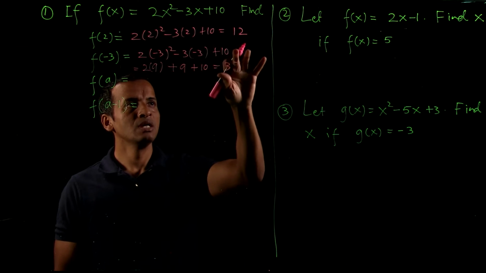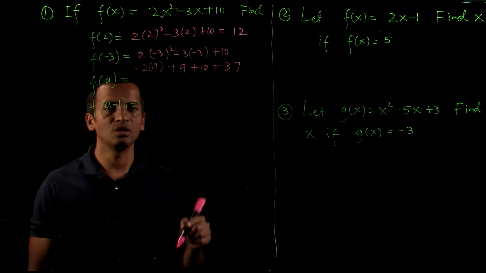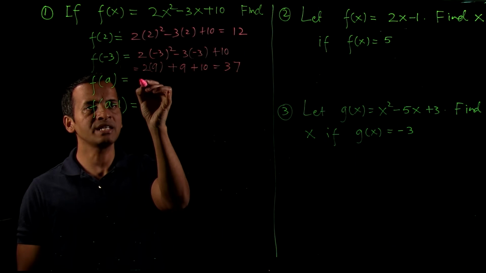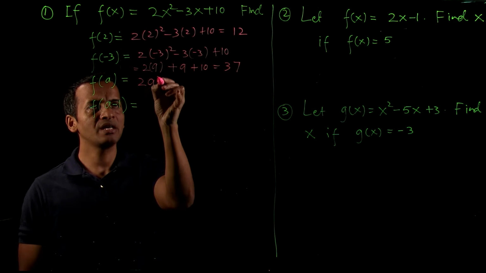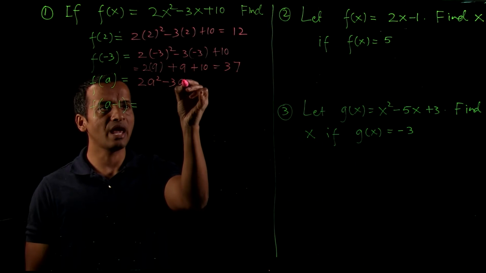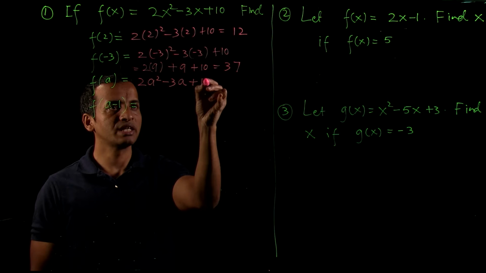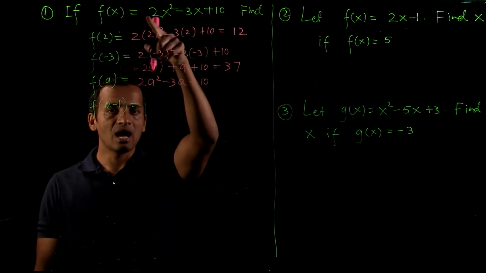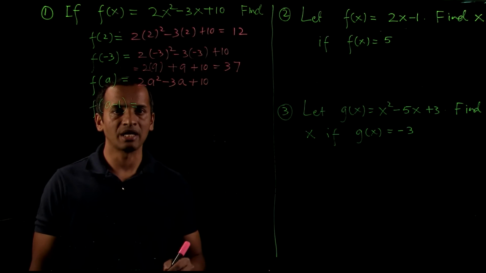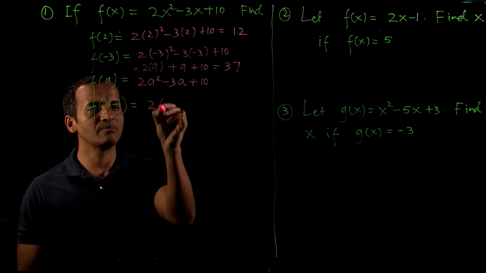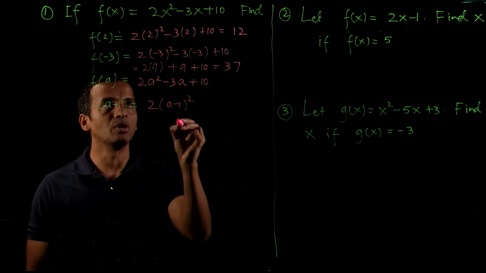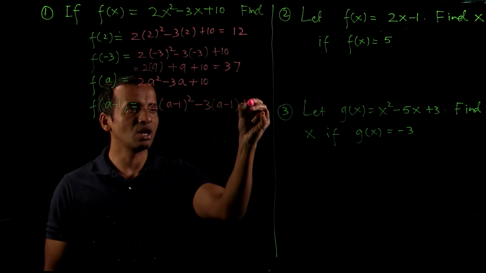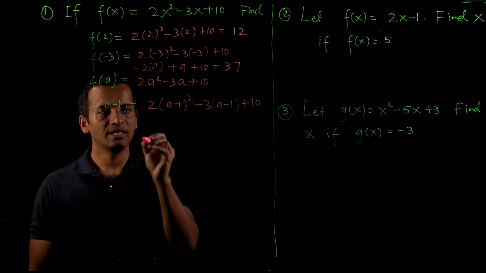Okay, the next one is f at a. So what happens here is all the x will be replaced by a. In this case, you will get 2a squared, and then minus 3a, and then plus 10. Okay, and the last one is all the x are replaced by a minus 1. Okay, so it will be 2 times a minus 1 squared, and then minus 3 times a minus 1, and then plus 10. Okay, let's simplify that.